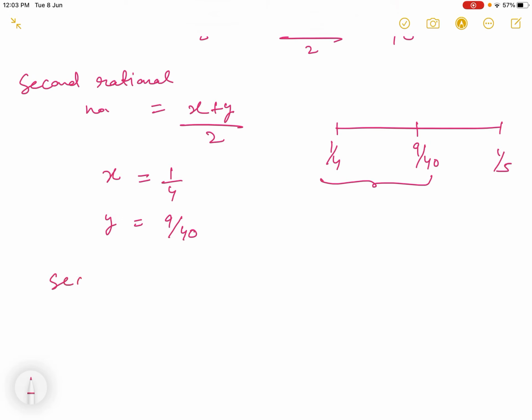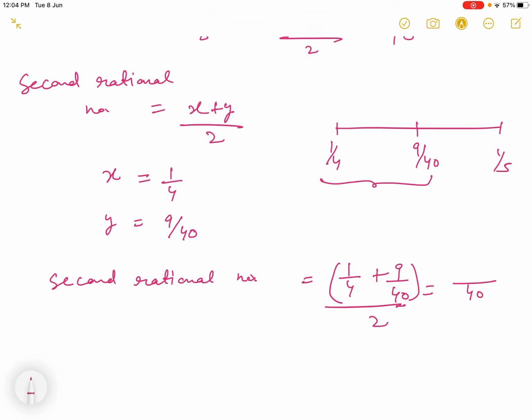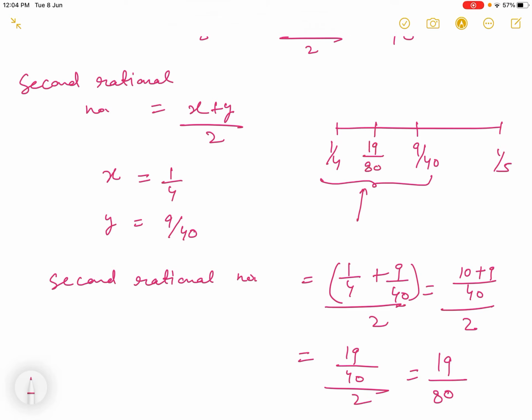So now the second rational number would be found using this formula, 1 by 4 plus 9 by 40, divided by 2. We can take the LCM of these two numbers. We will have 40, here would be 10, here would be 9, and this is divided by 2. So 19 by 40 divided by 2 will come out as 19 upon 80. So between these two numbers we will have another rational number, that is 19 upon 80.